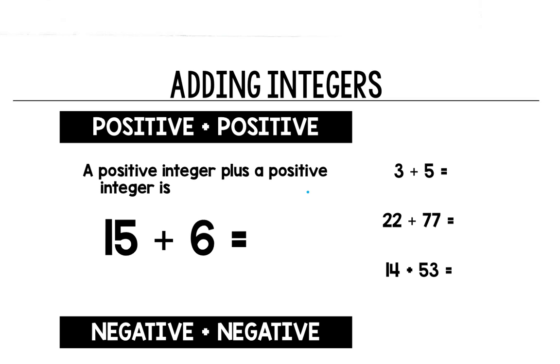So if we go to the next page here, a positive plus a positive is what we've been doing all along. And we know that we're just going to get a positive result from this. So a positive integer plus a positive integer is positive. 15 plus 6 is 21. This is the addition we've been doing all along. 3 plus 5 is 8. 22 plus 77 is 99. 14 plus 53 is 67.